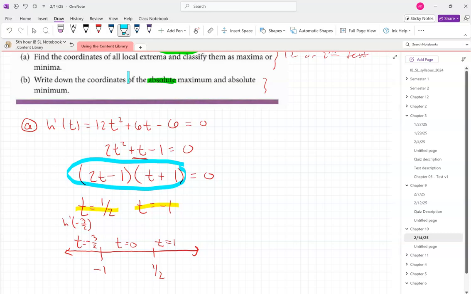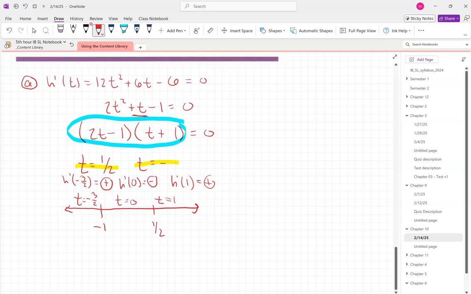So when I plug negative 3 over 2 into the first factor, I get a negative. When I plug it into the second factor, I get a negative, and the product of two negatives is a positive. When I plug 0 in, I get a negative times a positive. That's a negative. And then when I plug 1 in, I get a positive times a positive. That's positive.